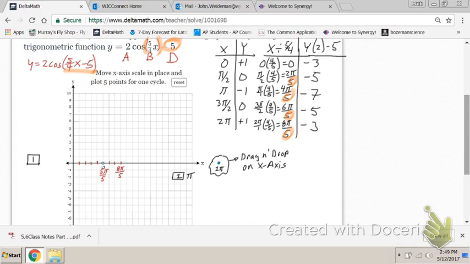Now I'm just going to show you something that's going to make this easier to plot. You don't have to do it, but you'll notice I put in this dotted line right here. That is my vertical shift, which means my neutral axis moves down to negative 5. Now when I plot the points, I'm going to be able to see this. Look at the negative 3. That is an amplitude of 2 up. Look at the negative 7. That's an amplitude of 2 down. So doing that just orients me on my graph and lets me know that I'm doing things right. You don't have to have it.